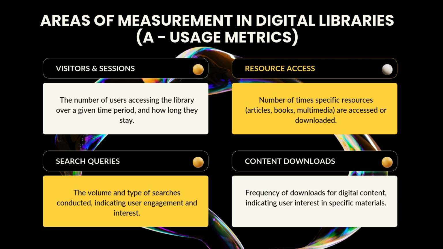The second metric is resource access. This measures how many times specific resources such as journal articles, ebooks, or multimedia materials are accessed or viewed.